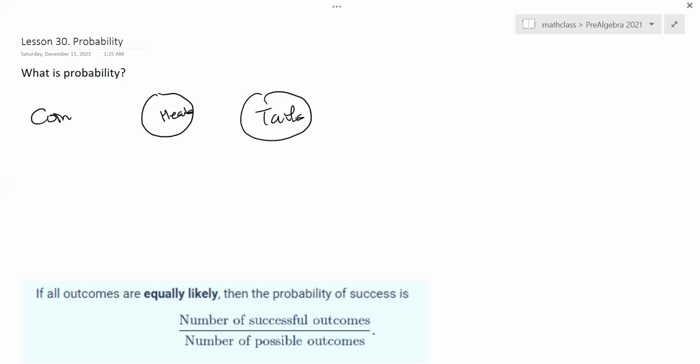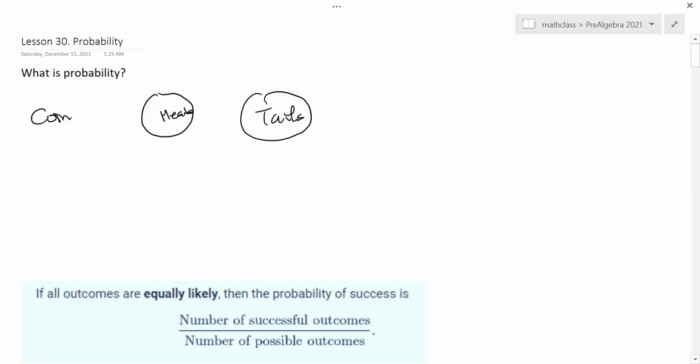mathematically? We are going to use a number called probability. We will say that the probability that a coin flip will turn up heads is 1/2.